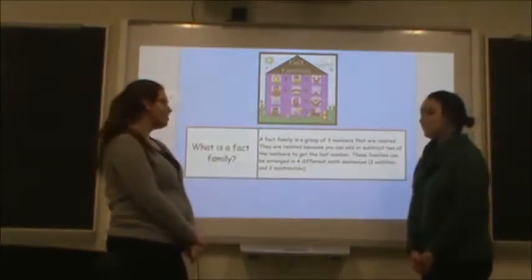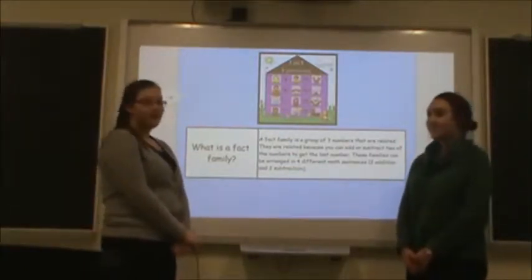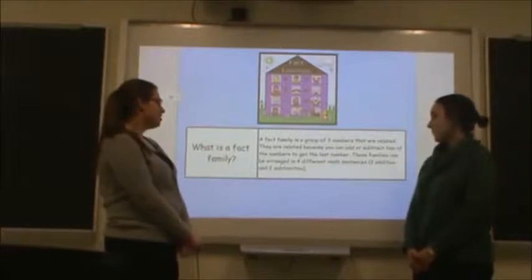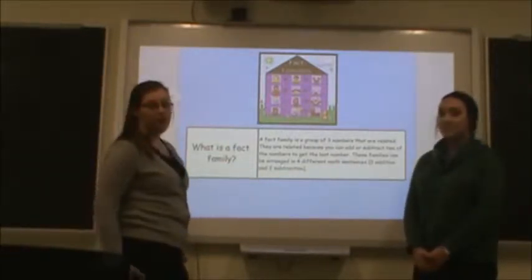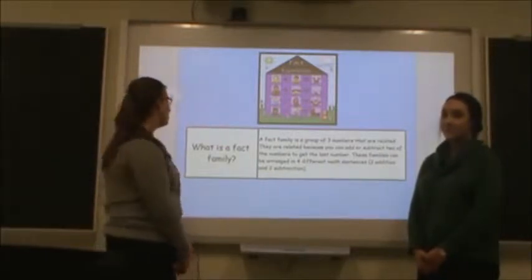A fact family is a group of 3 numbers that are related. They are related because you can add or subtract 2 of the numbers to get the last number. These families can be arranged in 4 different math sentences, 2 for addition and 2 for subtraction.